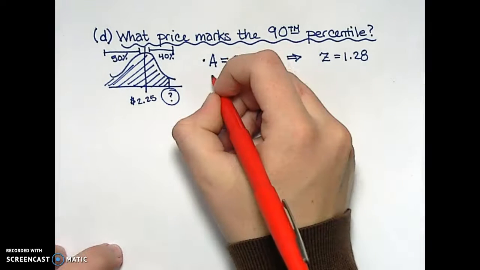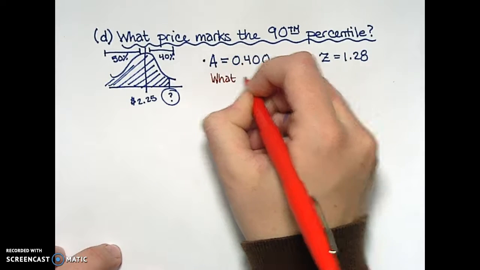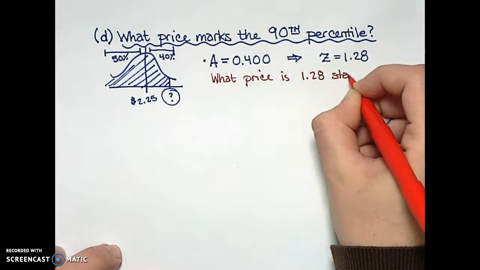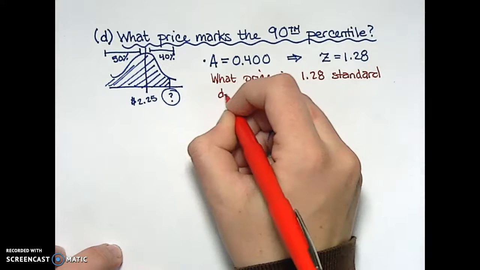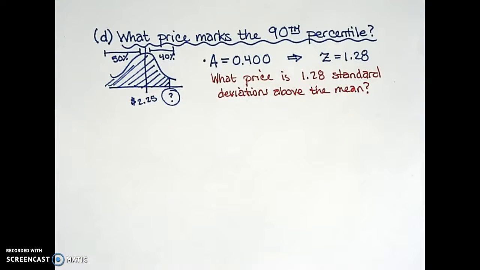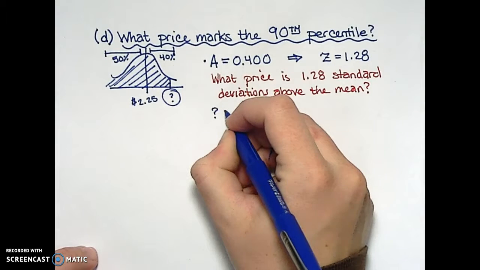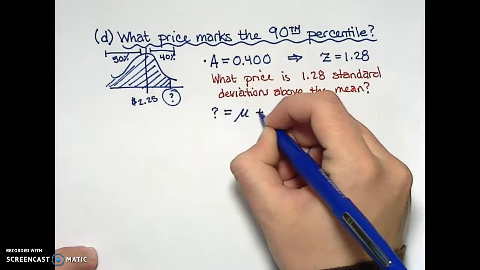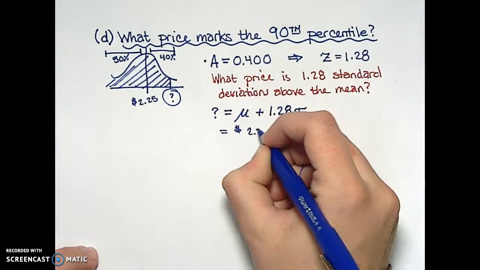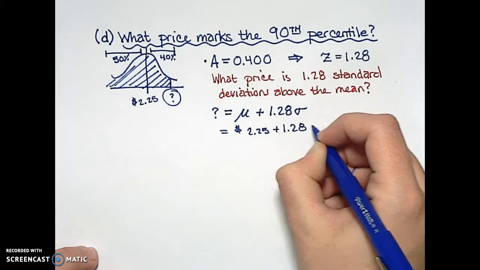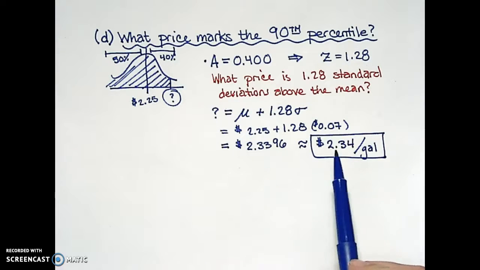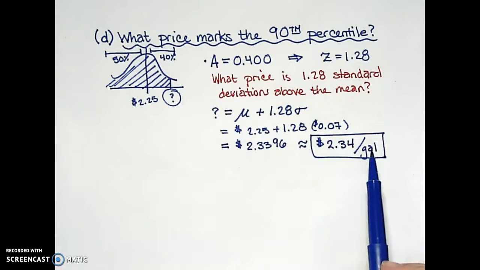So at this point we ask ourselves the question, what price is 1.28 standard deviations above the mean? Translating this question to a formula, we have what price is equal to my average plus 1.28 standard deviations. And we can again plug in our specific values and obtain the following. We get $2.33 and 0.96 cents, or rounding, $2.34 per gallon.